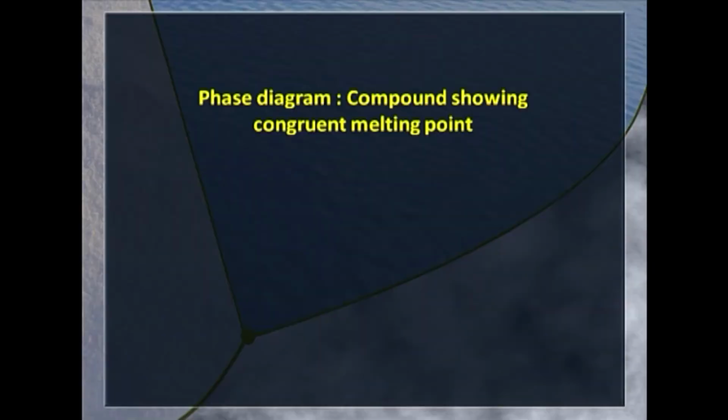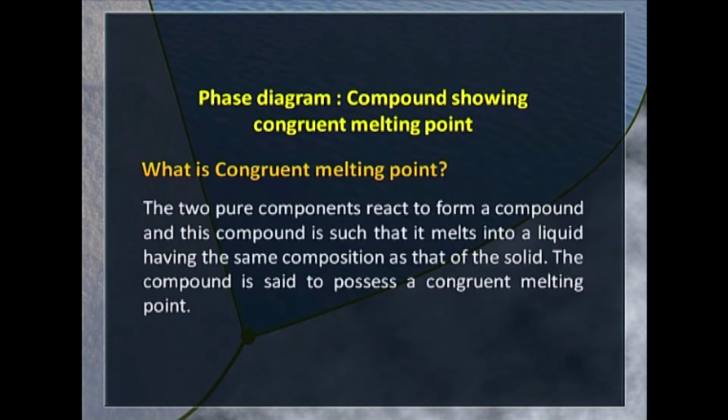Let us look at the phase diagram showing the congruent melting point. For that, we must know what a congruent melting point is. If the two components of the system react to form a compound, and the compound that is formed has a fixed mole ratio, and if that compound can be heated so that it melts, and the melt formed has the same composition as the solid from which we started, such compounds are said to possess congruent melting points.